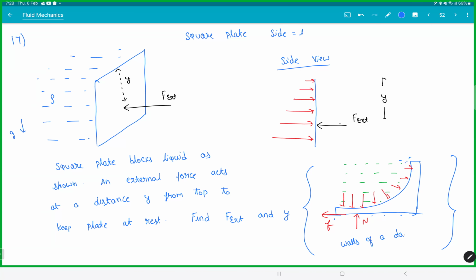Let's get this. So how much force should I apply to keep this plate at rest, and where should I apply it? So force for equilibrium and position for torque. Get this. You've got 2-3 minutes. Standard question.